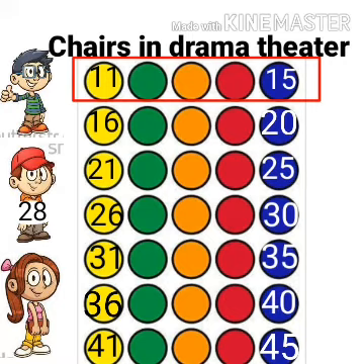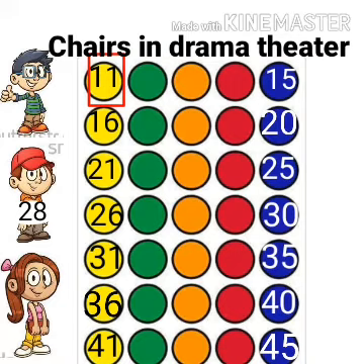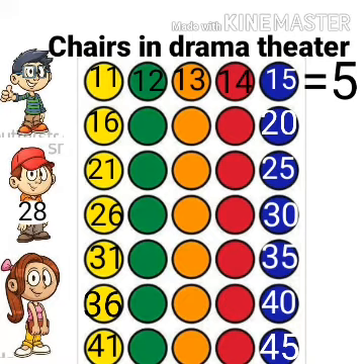Yes, there are 5 numbers. You say what is the first number? Yes, 11. Then there are 3 columns there. Then the next number is 11 plus 1, 12. Then 12 plus 1, 13. 13 plus 1, 14, and 14 plus 1, 15. Then can you say how many numbers are in the first row? Yes, 1, 2, 3, 4, 5 numbers. 5 chairs are in the first row.